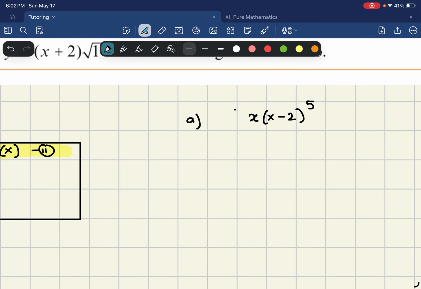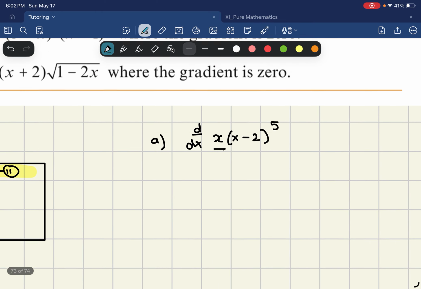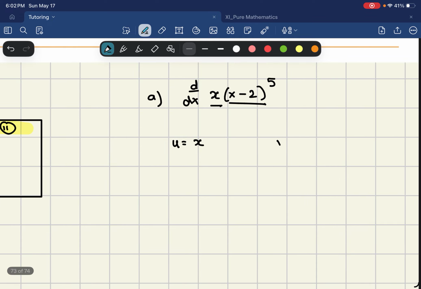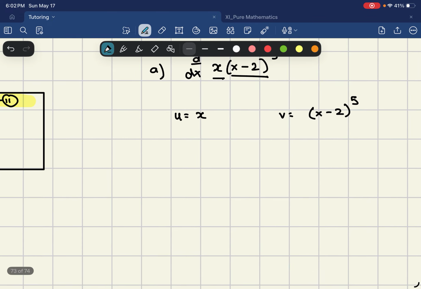And we need to find d by dx. So what you can do is say, hey, it's a product of two functions, right? This is one function, this is another function. So just pick u to be x and v to be (x minus 2) to the power 5. Now you know that du by dx, if you differentiate this, you just get 1.